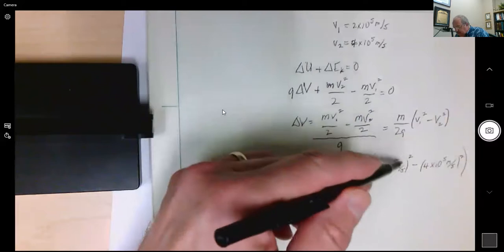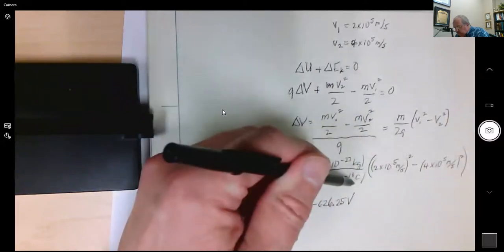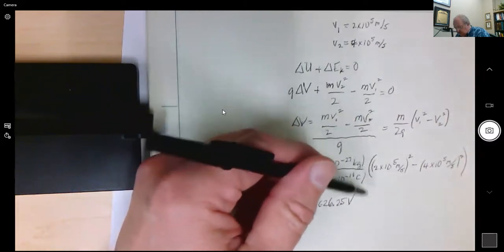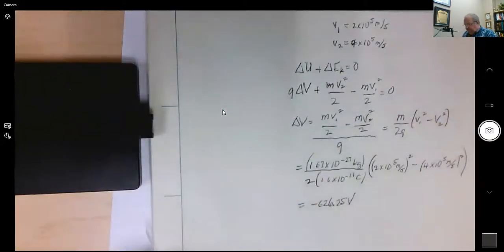So that gives me kilogram meter squared per second squared over coulomb. Kilogram meter squared per second squared is just a newton meter, which is a joule. So that gives me joules per coulomb, which is a volt. Okay, so let's go ahead and move on to the next problem.